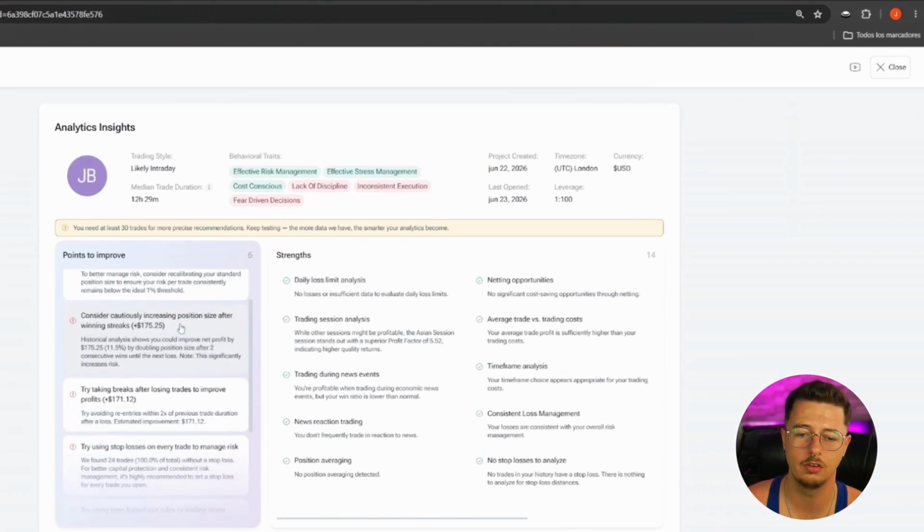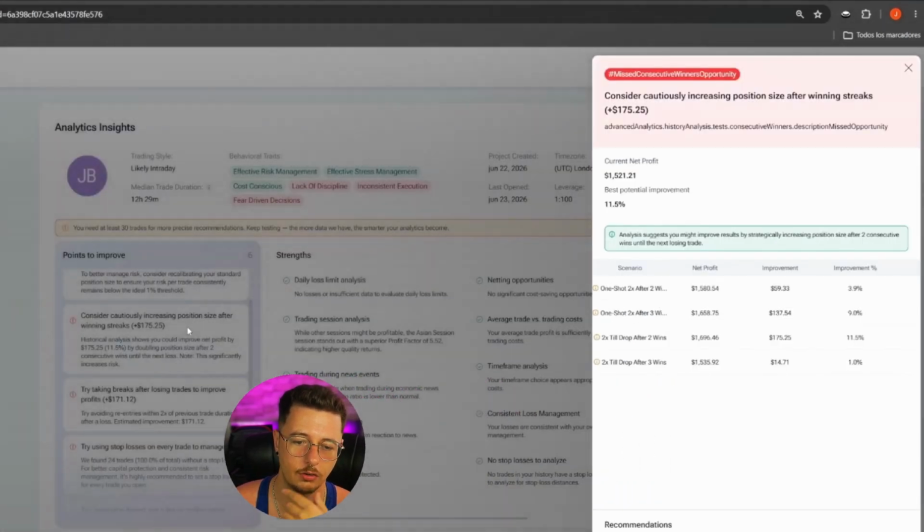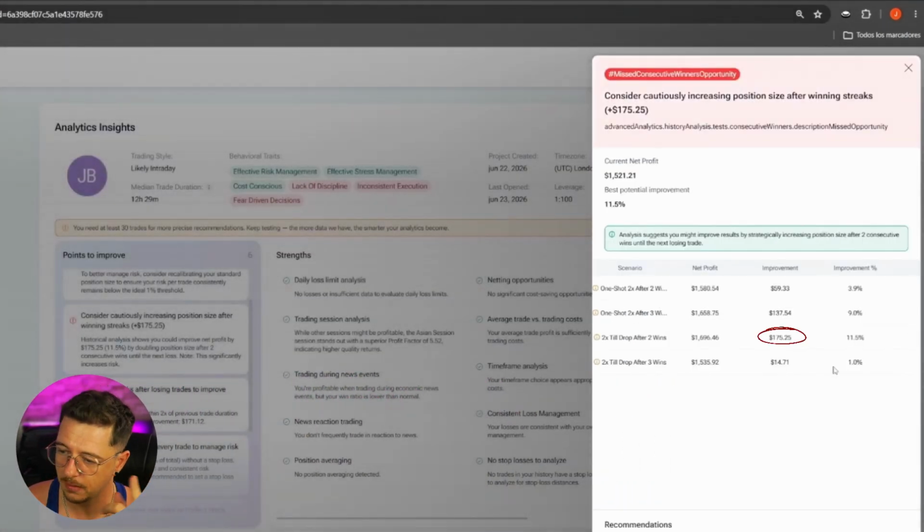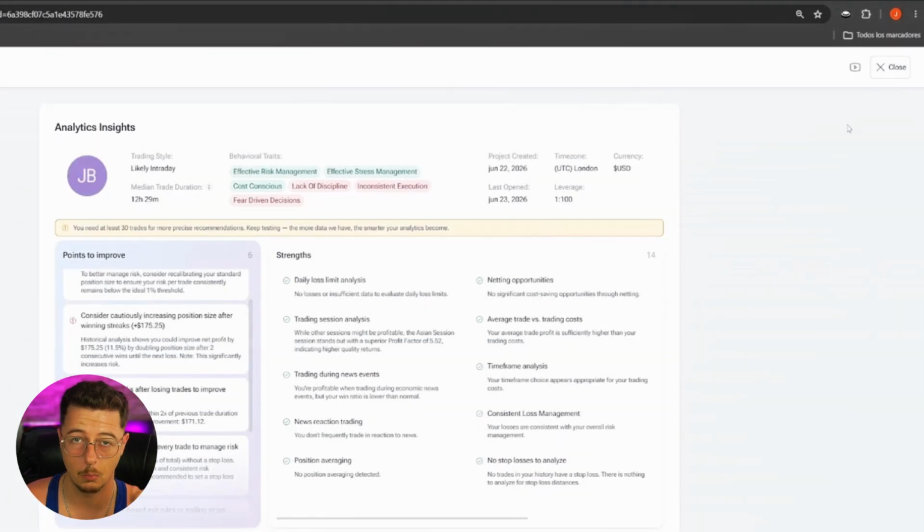Like consider increasing the position size after winning streaks. This will give us $175 more. In this case, it's not a massive improvement, and with some strategies, we can get up to 50, 60, 70% improvement just by doing this. In this case, like I say, we could do this, but I would do it after having more data, like having 500 trades, things like that.